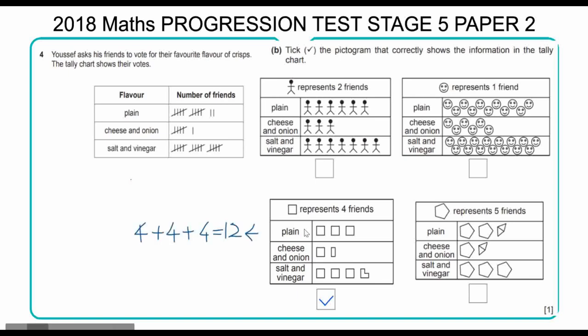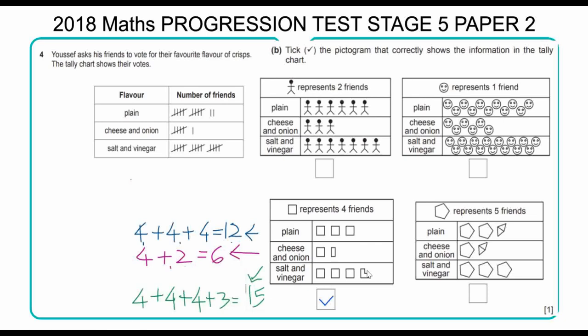We take this one. Here is how it's explained. For plain, the reason we choose this one is that 1 square represents 4, so 4 plus 4 plus 4 is 12. Next, cheese and onion: 4 plus half of a square is 2, so 4 plus 2 is 6. Next, for salt and vinegar, 4 plus 4 plus 4, and 3/4 of a square means 3, so 4 plus 4 plus 4 plus 3 is 15. So it matches the tally chart: 12, 6 and 15.